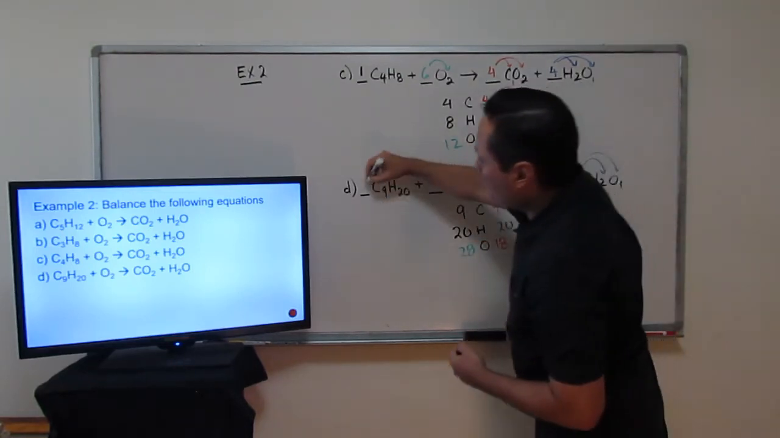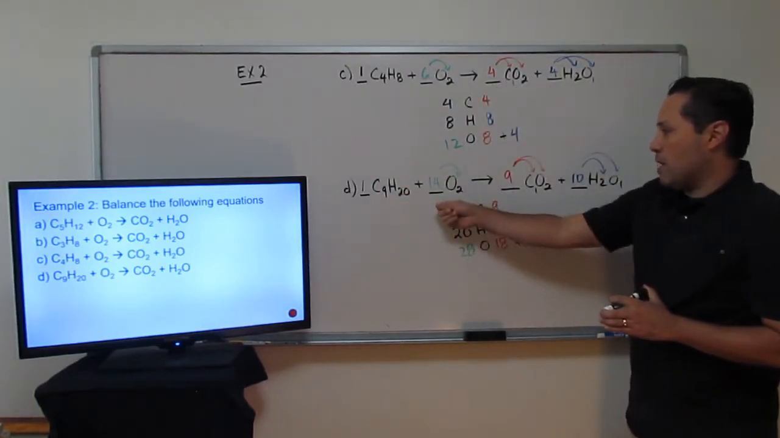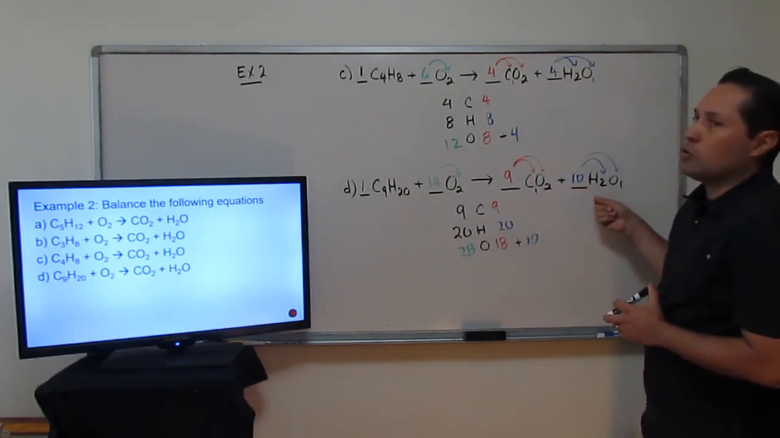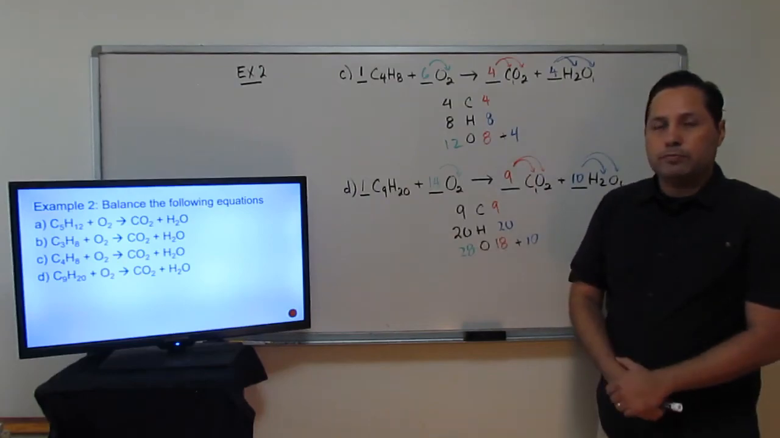So for every 1 molecule of nonane, you need 14 molecules of oxygen to react with, and that will yield 9 molecules of carbon dioxide plus 10 molecules of water. Alright, that takes care of example number 2.